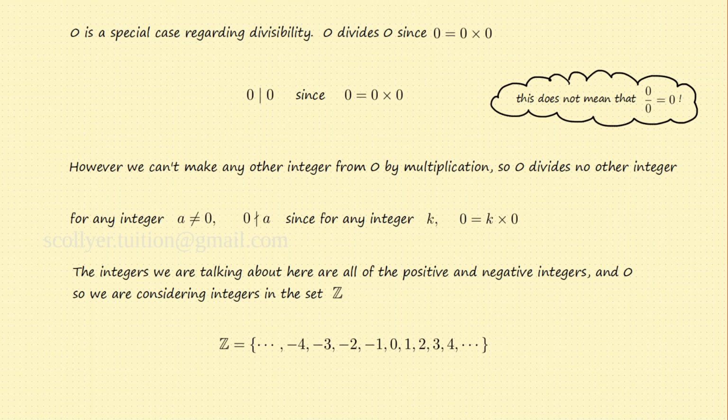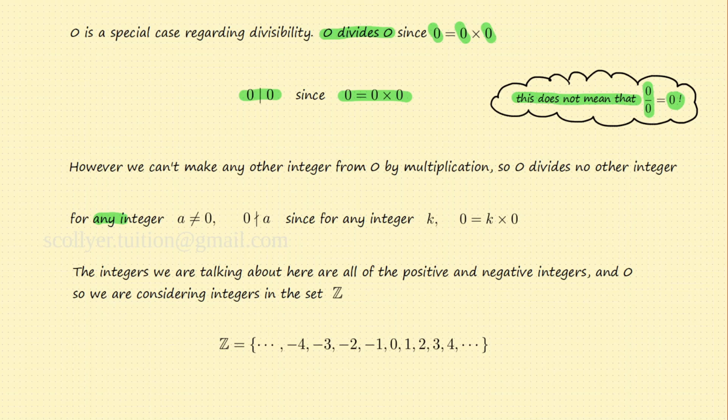Now we have to be a little careful with 0 when thinking about divisibility. It is the case that 0 divides 0 according to our definition, since we can make 0 by taking 0 and multiplying it by 0. So 0 divides 0, since 0 equals 0 times 0. However, that does not mean, and this is a very important point, that 0 divided by 0 equals 0. You cannot write that fact down. It is false. We can also note that 0 divides no other integer at all apart from 0.